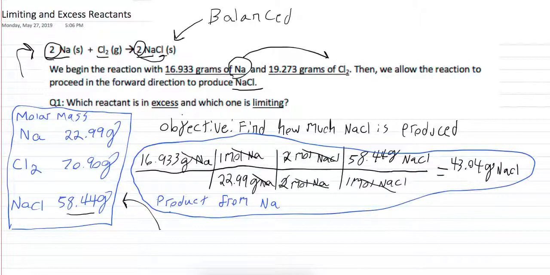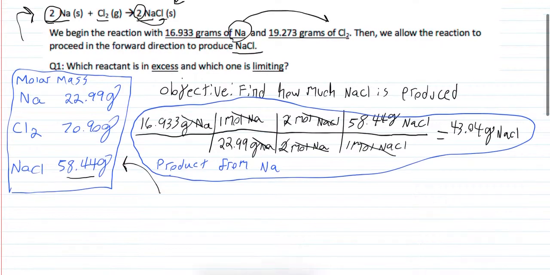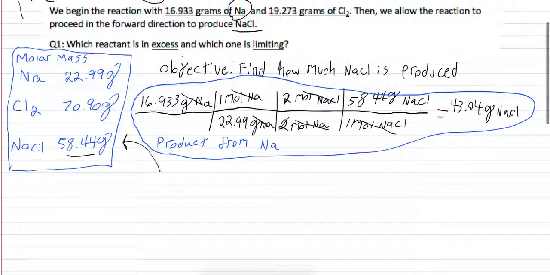Now we have to do this again with Cl2, because that's our other reactant. And we're going to do the exact same thing. We're told that we'll start with 19.273 grams of Cl2. Now that I've gotten you started, I want you to pause the video and try finishing it on your own. Now that you've gone, let's do a walkthrough and see how you did.